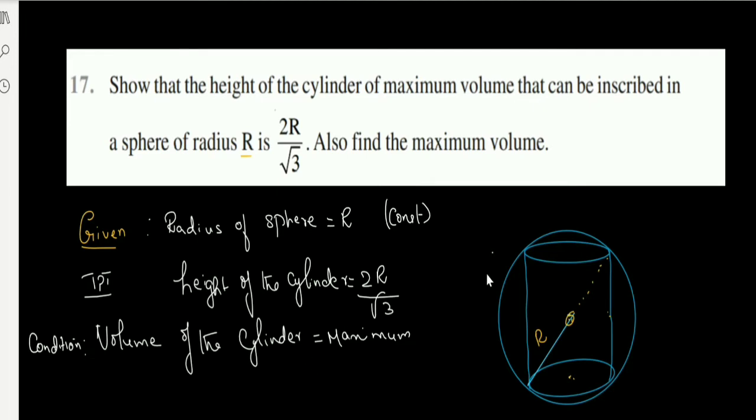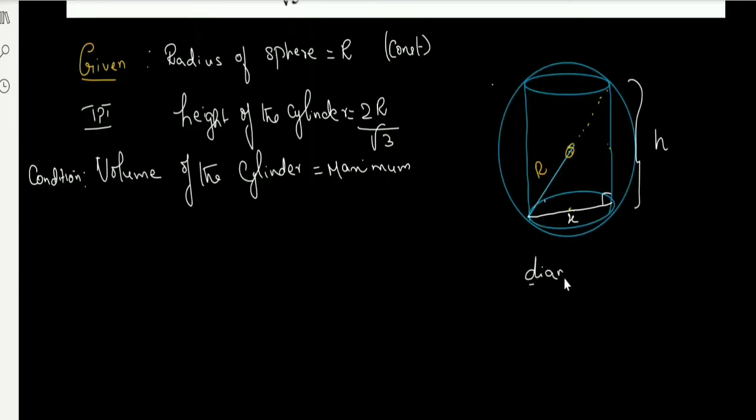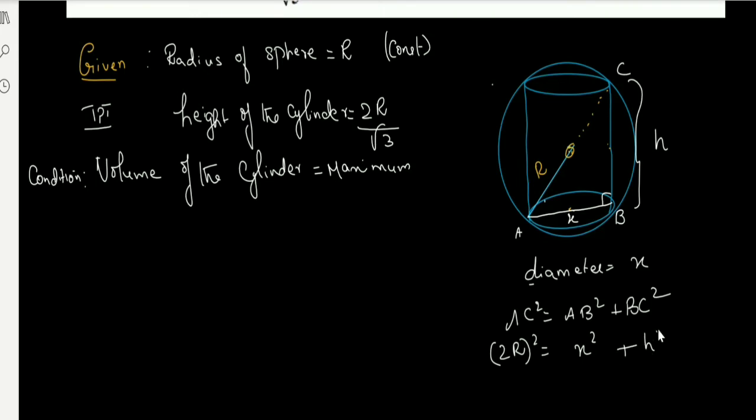So let us take the radius of the sphere as r, the height of the cylinder we'll take as h, and the diameter of the cylinder we'll take as some x. So in this triangle ABC, AC square is equal to AB square plus BC square. So AC is 2r because the radius of the sphere is r. So 2r whole square is equal to x square plus h square.